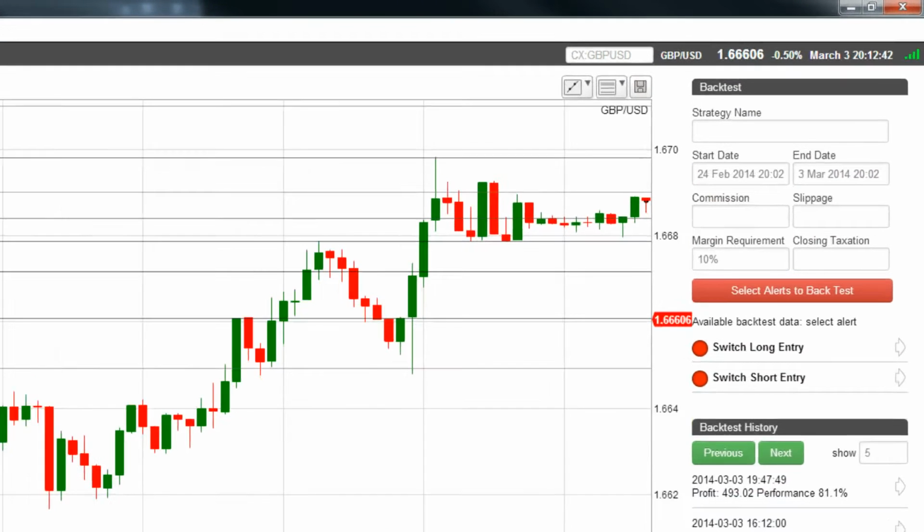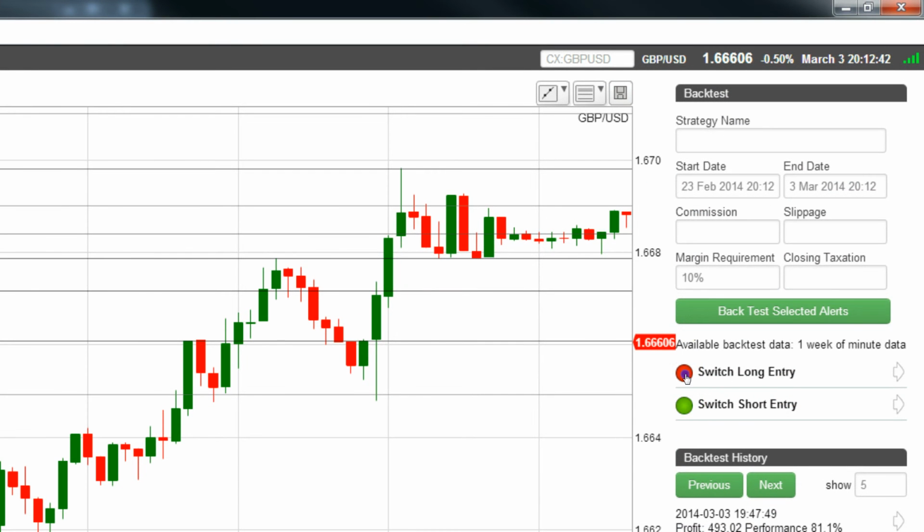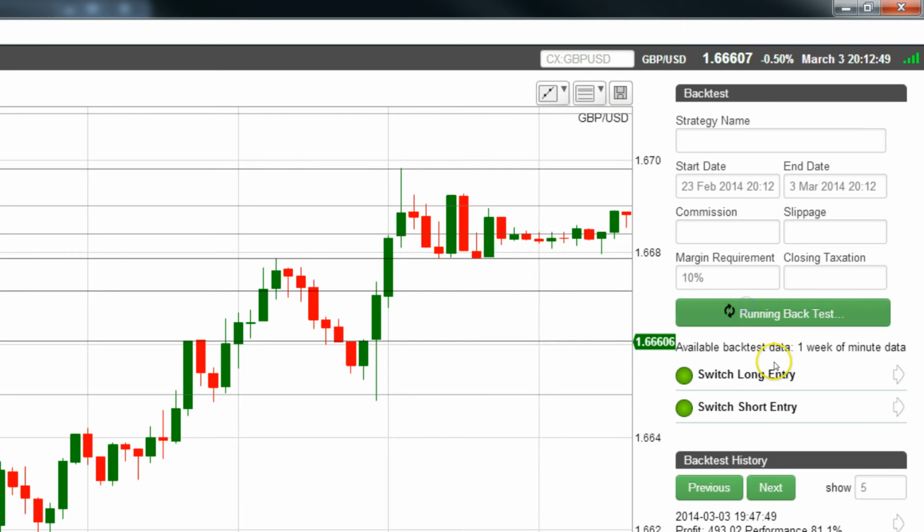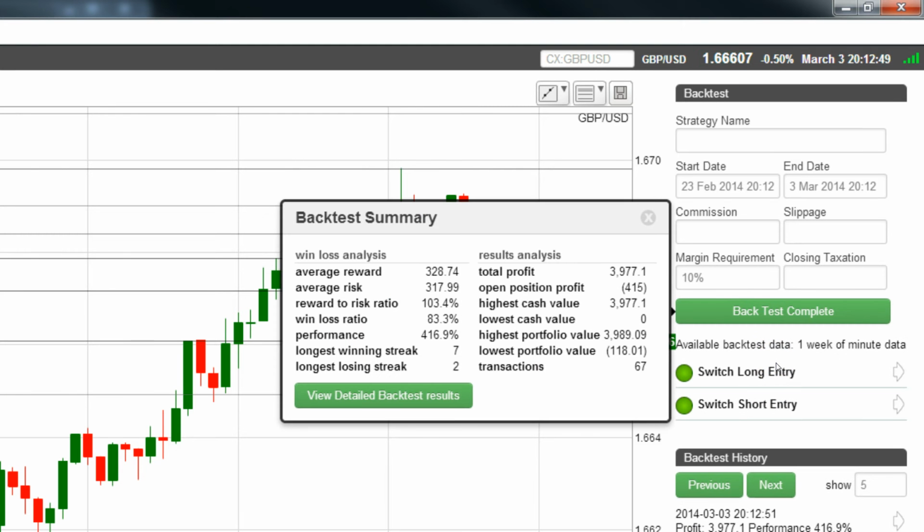Click on back test at the top, select your two alerts, then select back test. Okay, so first of all we get a summary of how much we made when we got it right, when we won versus loss. So we made $328 in this case versus $317 loss when we got it wrong. It tells you the ratio here of win to loss, so 83% of the trades were winning trades, and it gives you an indication of the overall performance, etc. And here we have a total profit.